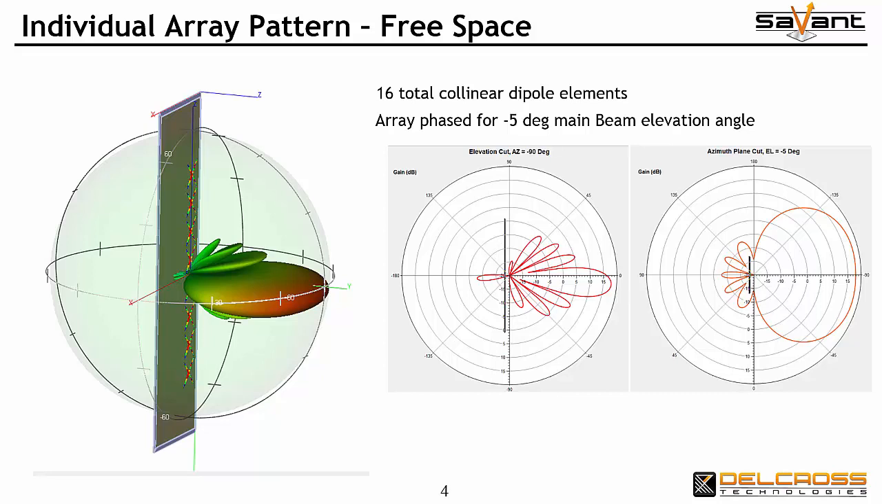Savant computes the far field for this array in seconds, and you can see the simulated 3D far field radiation pattern on the left. In the middle, you see the far field elevation cut through the vertical plane perpendicular to the ground plane, showing maximum radiation at the minus 5 degree elevation as expected. On the right, you can see an azimuth pattern cut at an elevation of minus 5 degrees. The 3 dB azimuth beam width is about 80 degrees, and the 6 dB beam width is nearly 100 degrees.